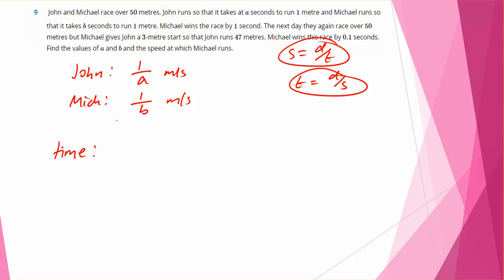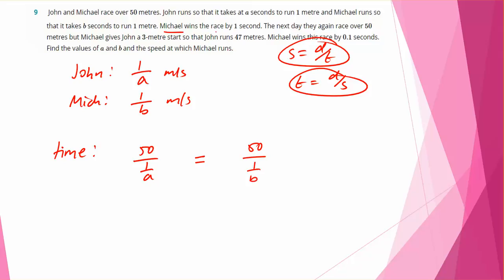Now the time for John would be D over S. D would be 50 meters, because they both ran 50 meters, divided by the speed. Our speed for John is 1 on A. And we want to compare this, so I'm going to put equal signs for now, to the time it took for Michael. Michael also ran 50 meters, so T equals D over S, and the speed for Michael is 1 over B.